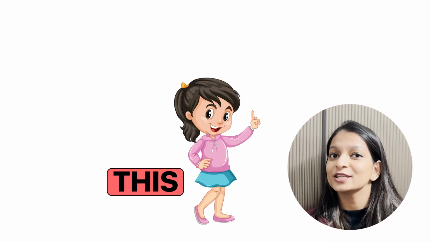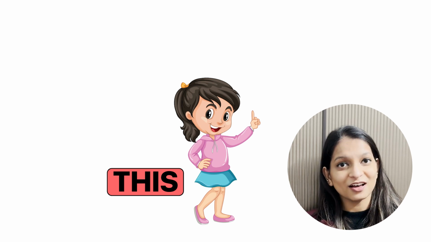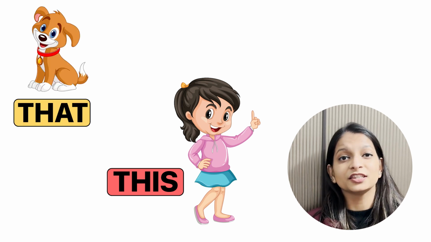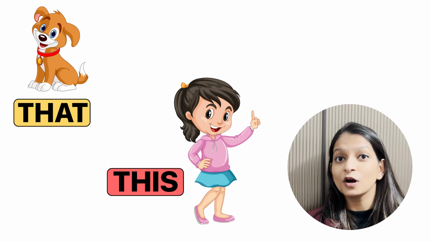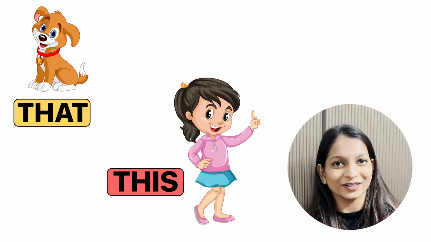Today you are going to meet my two new friends. Are you ready? This is Sia. Sia is a girl. That is Mithu. Mithu is a dog. मैंने सिया के लिए this use करा और मिठू के लिए that use करा.